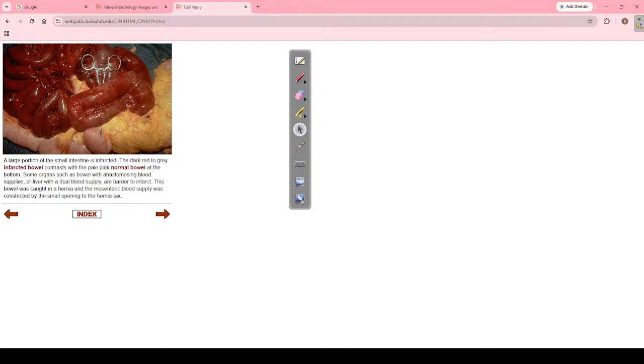Because there is supply from the superior mesenteric artery and inferior mesenteric artery, it is a little bit difficult to find out. This bowel was caught in a hernia and mesenteric blood supply was lost due to the hernia sac.